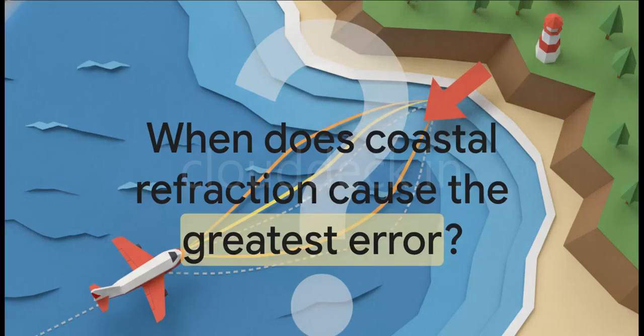Next question, when does coastal refraction cause the greatest angular error for NDB signals? Well, since LF and MF radio waves travel faster over highly conductive seawater than they do over land, they literally bend toward the coast when they cross it. But the exam wants to know exactly when this bending is at its absolute worst.